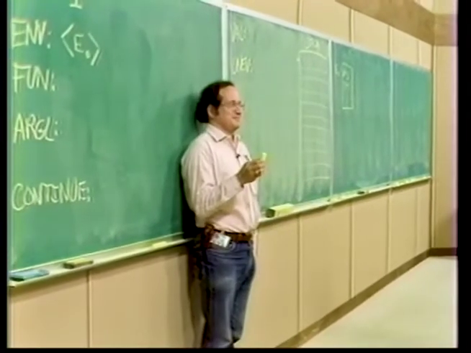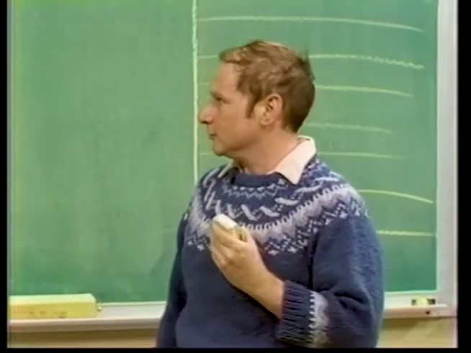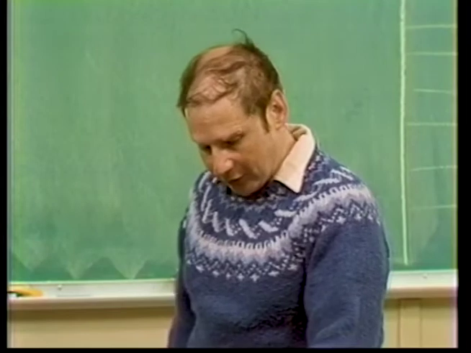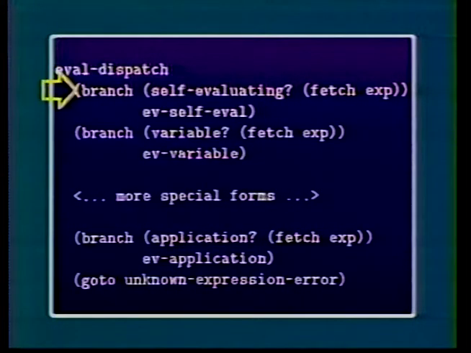All right, now we're going to start the machine at eval dispatch. That's the beginning of this. Eval dispatch is going to look at the expression and dispatch, just like eval. We look at the very first thing. We branch on whether or not this expression is self-evaluating. Self-evaluating is some abstraction we put into the machine. It's going to be true for numbers, to a place called EV self eval. All right, so me being the controller looks at EV self eval. So we'll go over to there.